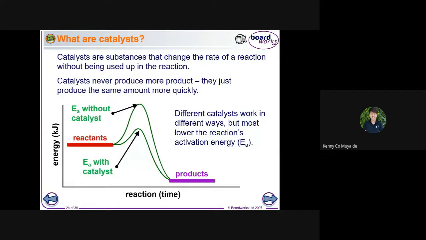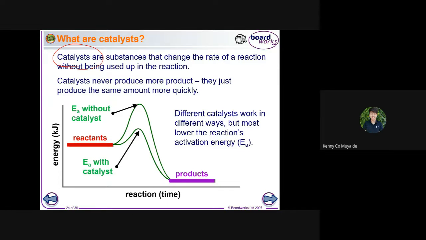So tapos na tayo sa frequency. Under frequency of collision, nandoon ang temperature, surface area, concentration, pressure. Next, we go to energy. Under energy, we have the catalyst. So kapag sinabi natin na catalyst, these are substances that change the rate of reaction without being used up. So hindi siya nagagamit. Hindi siya nauubos.